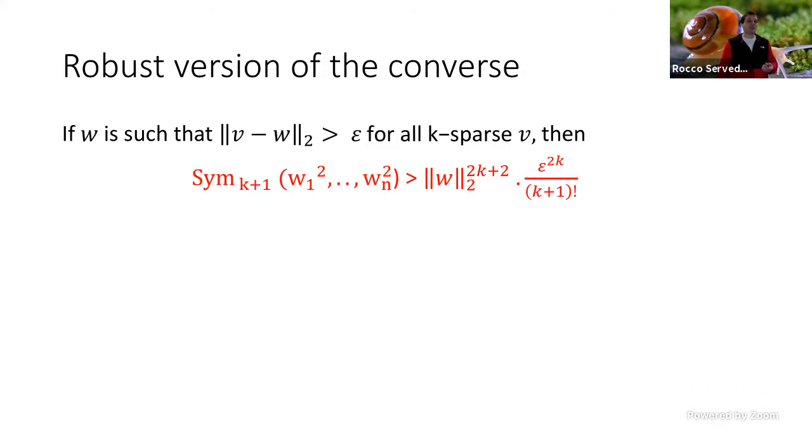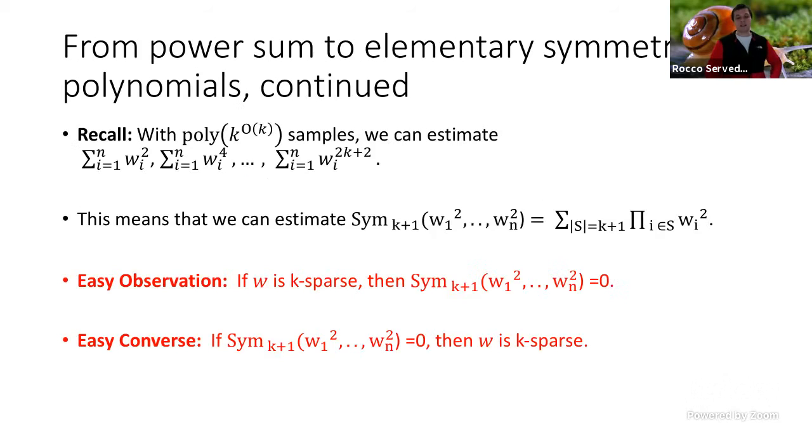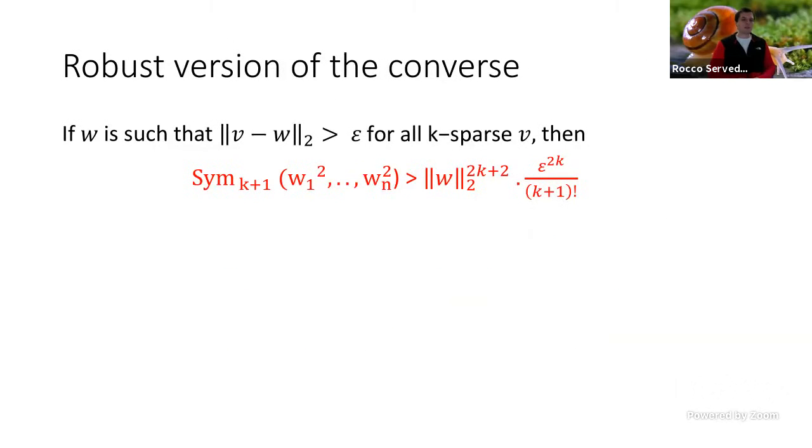In our testing scenario, we actually need a robust version of the converse, but that's not very difficult to come up with, right? So the converse said, I guess, that if W is not k-sparse, then the k plus first elementary symmetric polynomial is non-zero. And you can robustify this. It's pretty simple. I think it's an inductive argument that if your weight vector W is far from k-sparse, then in fact, the k plus first elementary symmetric polynomial has to not just be non-zero, but you can give a lower bound on its magnitude.